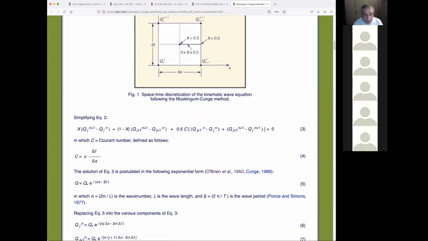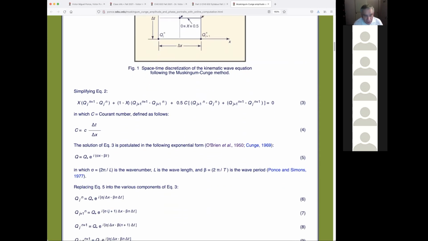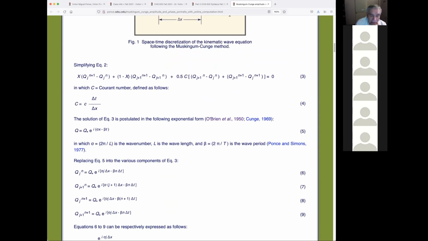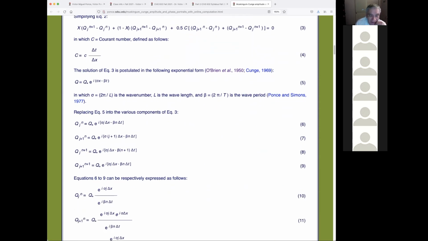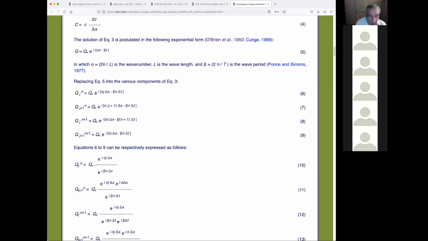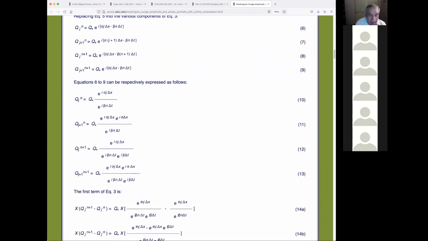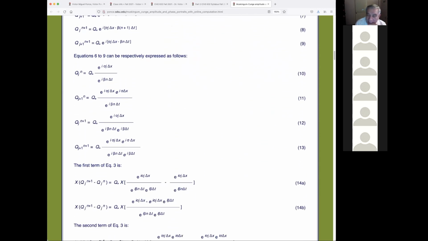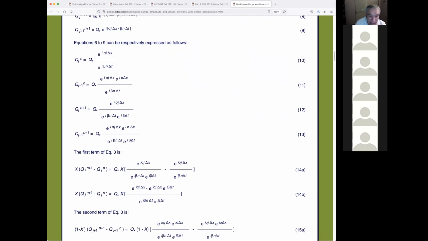So simplifying, in which the Courant number is defined as follows, we already know that. And we have the solution in exponential form, and we're going to rederive everything we did before, actually for the second time. So replace the derivatives. I don't have to go through the math. It would be unnecessary. But it is highly detailed exponential mathematics, advanced mathematics.